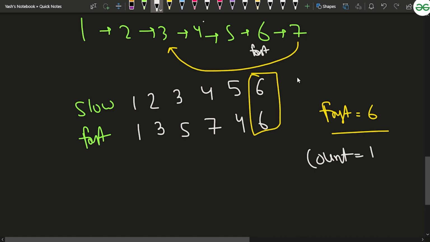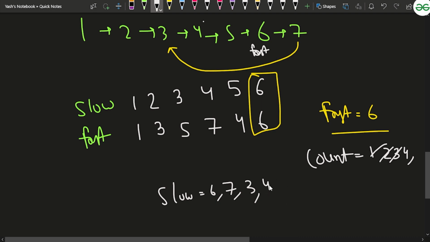After this, I'll move by 1. My slow, which was standing at 6, now stands at 7, so the counter changes to 2. After that, from 7 it moves by 1 to this node 3. After this, it moves to this node 4. The count keeps on incrementing, so it changes to 3, then to 4.